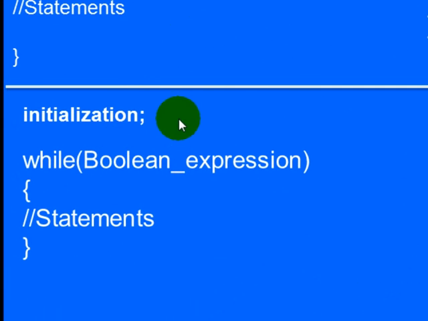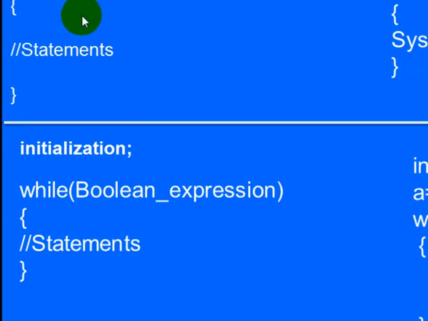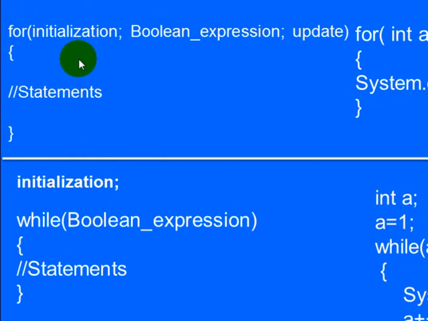Now in case of while loop, the initialization as well as the declaration of the variables is done prior to the while loop. Before the while loop, we declare as well as initialize the variables. It means in case of for loop, initialization as well as the Boolean expression as well as the update part were all along with the for loop. But in case of while, initialization is done prior to the while loop.